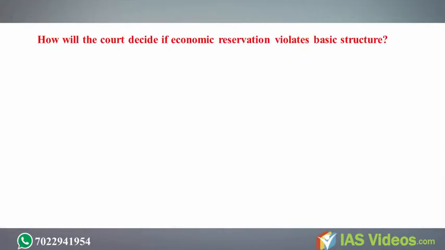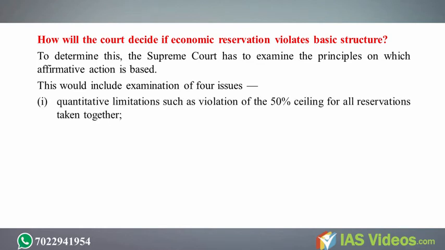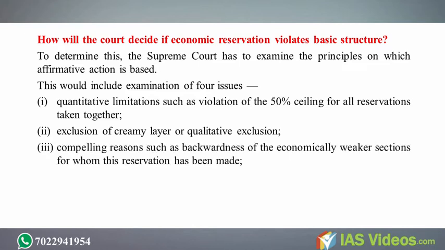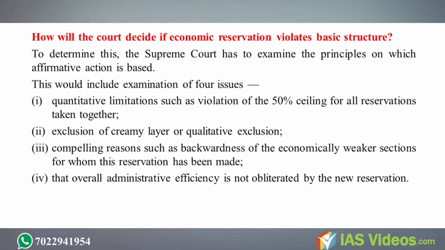How will the court decide if economic reservation violates the basic structure? To determine this, the Supreme Court has to examine the principles on which affirmative action is based. This would include examination of 4 issues: quantitative limitations, such as violation of the 50% ceiling for all reservations taken together; exclusion of the creamy layer, or qualitative exclusion; compelling reasons, such as backwardness of the economically weaker sections for whom this reservation has been made; and that overall administrative efficiency is not obliterated by the new reservation.